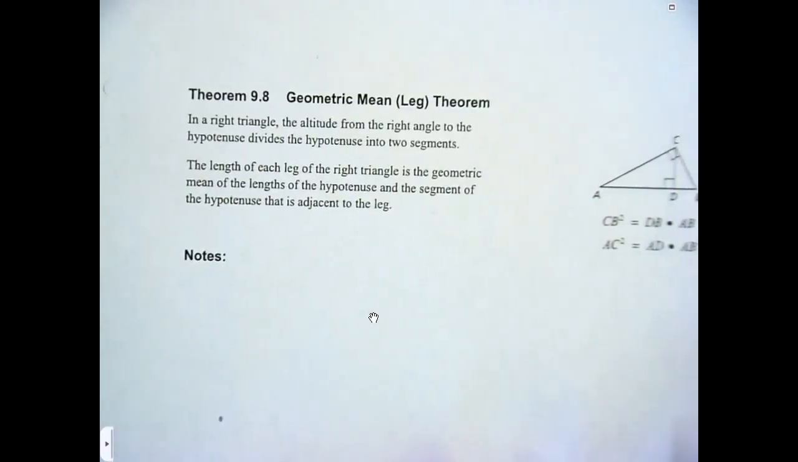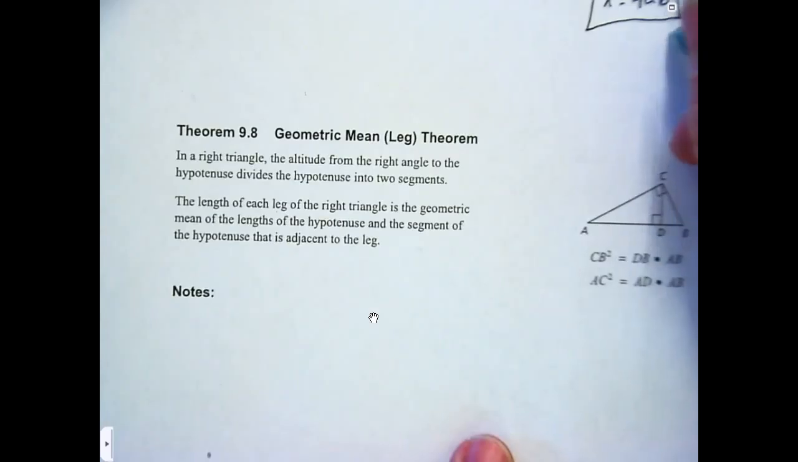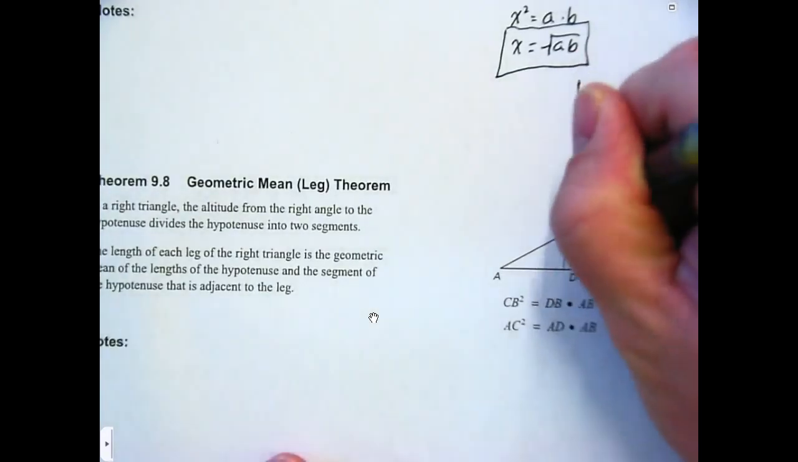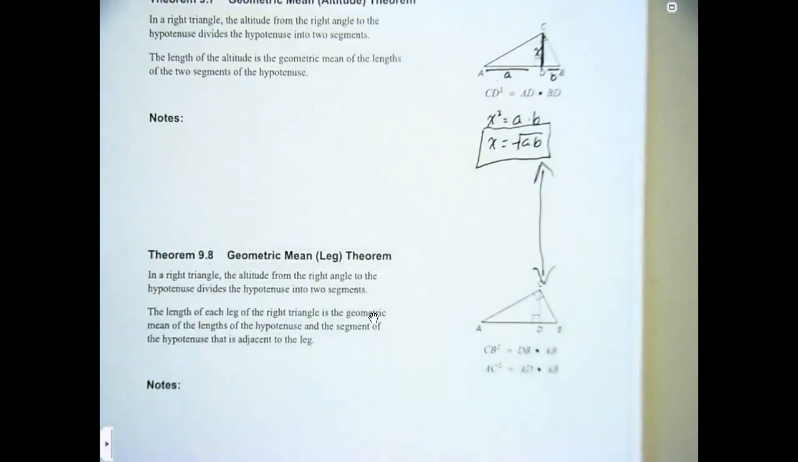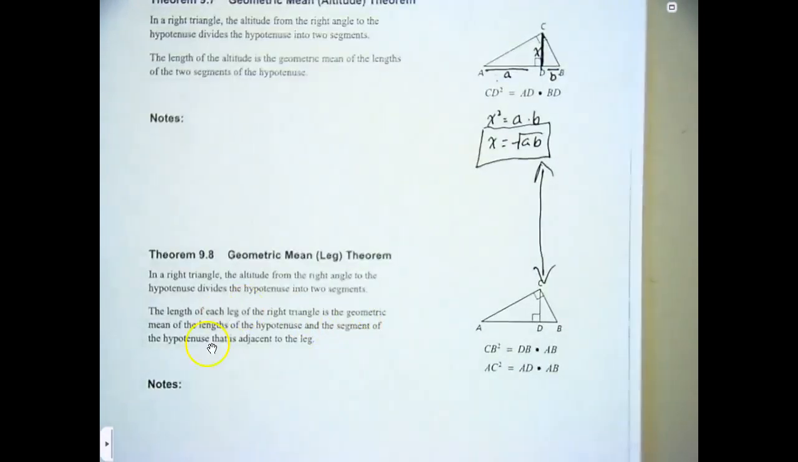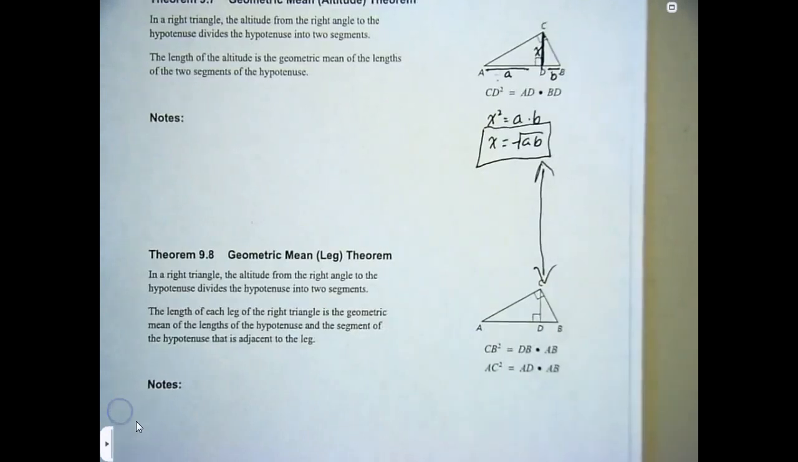All right. There's the geometric mean leg theorem. Okay? Tell your neighbor how this theorem up here differs from that theorem down there. Be specific about it. All right, how do they differ?